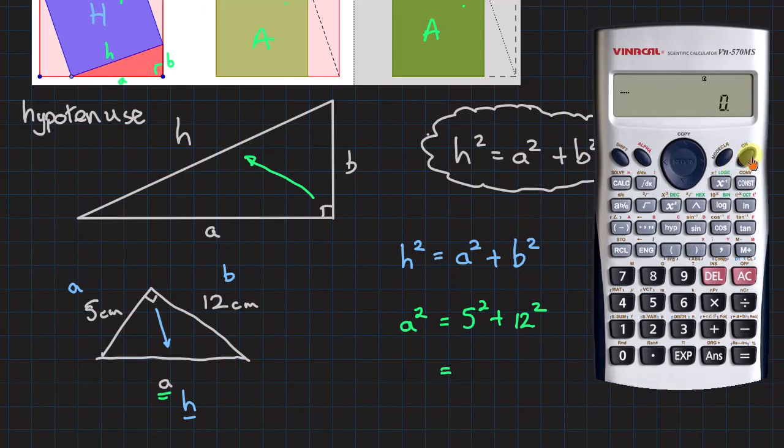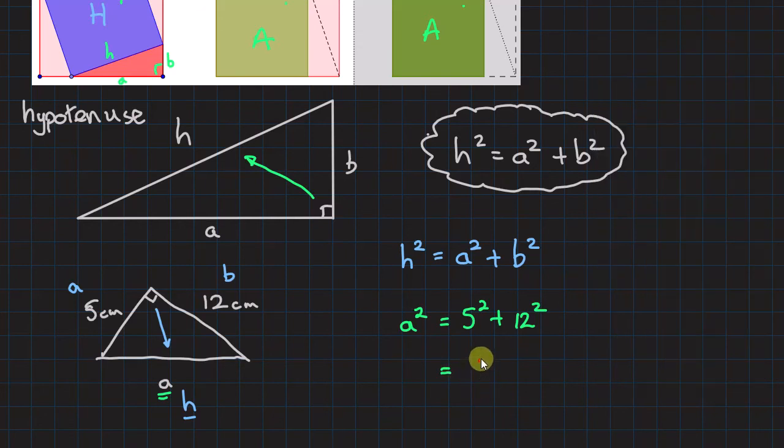So I'll bring my calculator in, and to calculate A, I need to do 5 squared plus 12 squared. So 5 squared button, I'll press the square button, plus 12 squared, and that will give me an answer, 169. So my answer to that bit is 169.